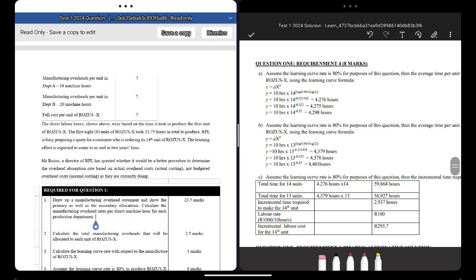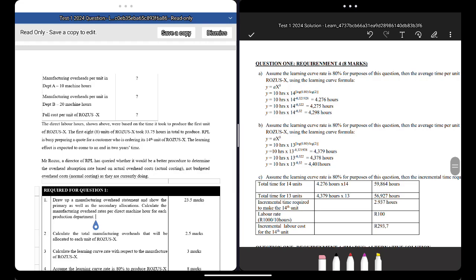X is basically the cumulative unit that you want to know the time for. In this case, we want to know how long it takes to produce 14 units. So on the 14th unit, x will be 14, and b is log r over log 2. So log r will be 80%, so log 0.80 over log 2.